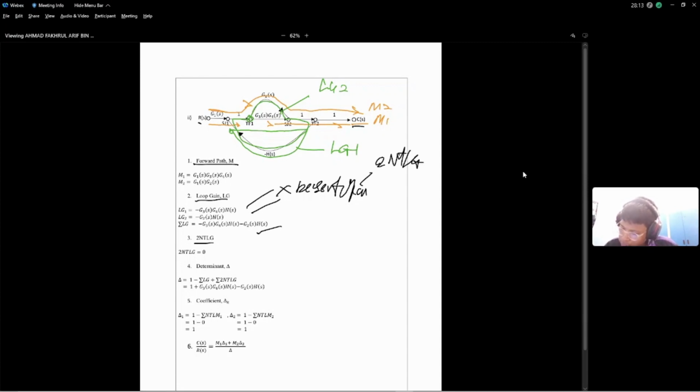If lah, contohlah this one ada loop gain kat sini. This one ada loop gain, and then this one is loop gain. So this one dengan ni tak bersentuhan. That means ini dikira two non-touching loop gain. But in this question, tak ada. There's no two non-touching loop gain.